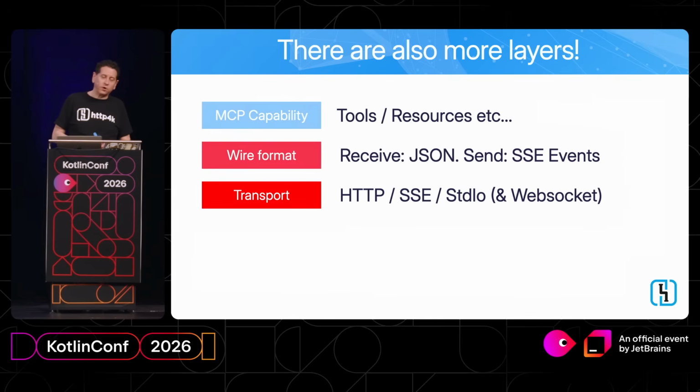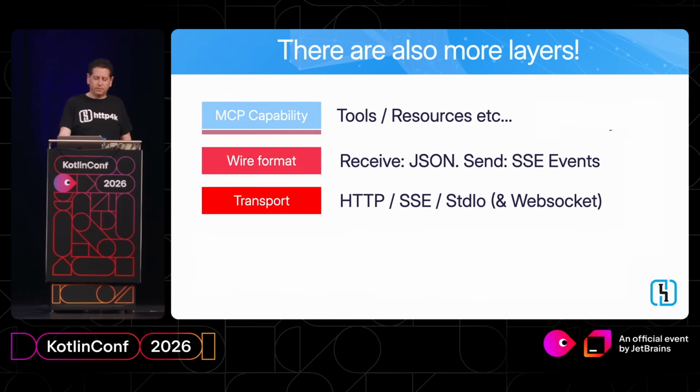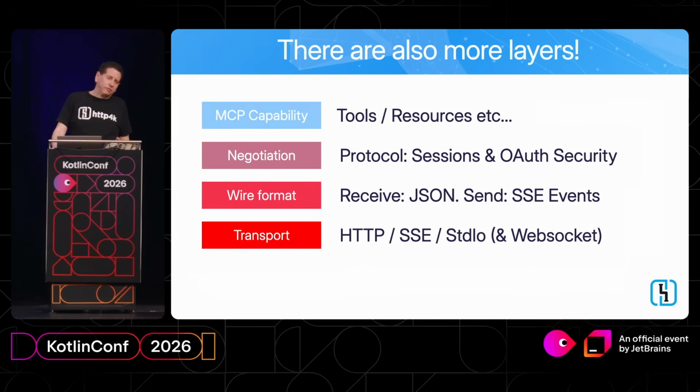So for a start, the wire format. The HTTP interface, you send it JSON, and what you actually get back is server-sent events. You get JSON blobs inside a server-sent event stream. So it's not just an application JSON stream. So that's complexity.